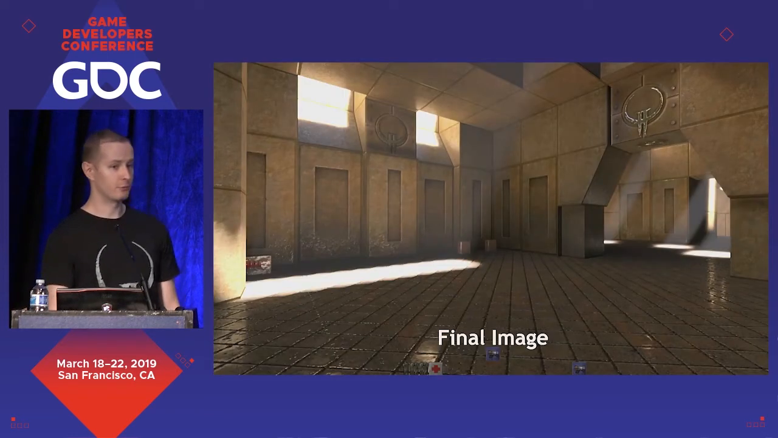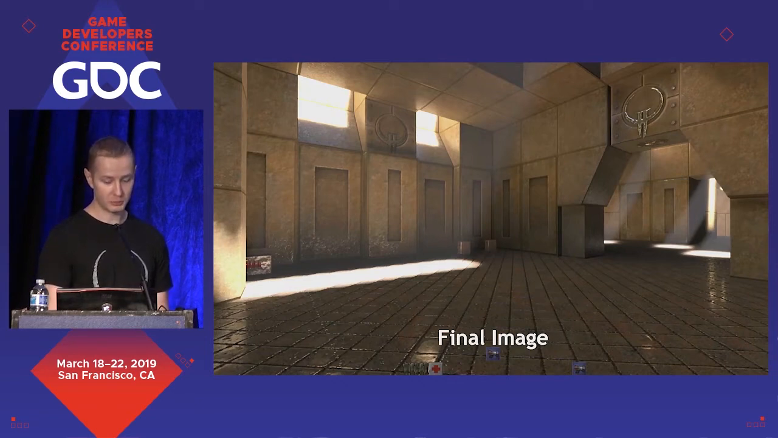So this is the kind of final image that we get from this renderer. This is the Q2DM6 map that we used in the keynote presentation a few days ago. But let's break it down into all the lighting components and how it works, how it travels through the denoiser.